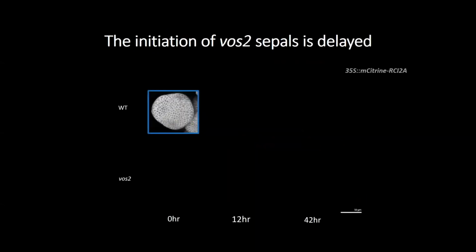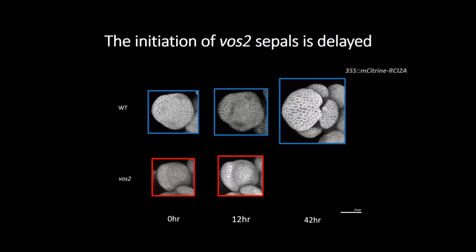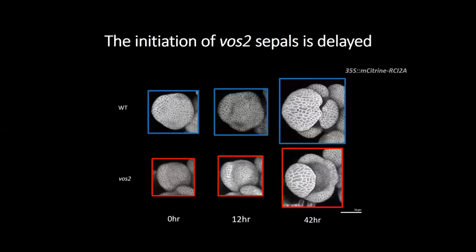To confirm that, I did live imaging to track organ initiation by imaging the same flowers every 6 hours. Here are representative time points from the live imaging. For wild type, at the beginning we can see the initiation of the first sepal, and within 12 hours, we can see the initiation of all four sepals. After 42 hours, four sepals cover the whole bud. However, for BOS2, again from the beginning we can see the initiation of the first sepal, but after 12 hours, still only one sepal is visible. After 42 hours, you can start to see the initiation of sepals here. So the initiation of BOS2 sepals is indeed delayed, and why is that?